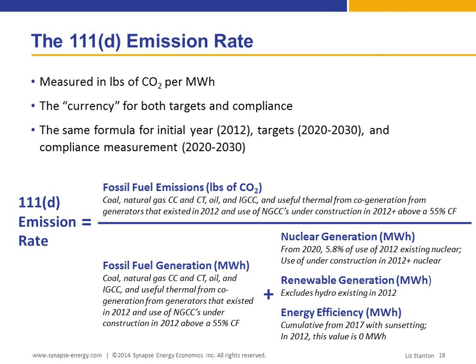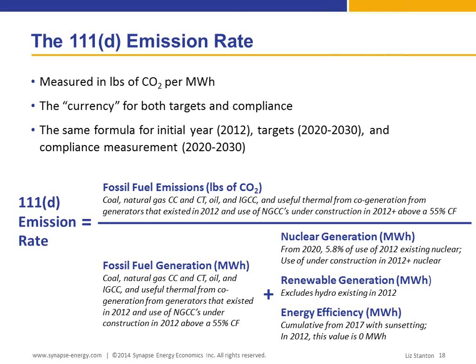And I'm going to go through it piece by piece. So in the numerator, on the top here, we have fossil fuel emissions. And it includes a lot of things that you expect to be in fossil fuel emissions, from coal, natural gas, oil. For cogeneration, it includes the useful thermal from that.